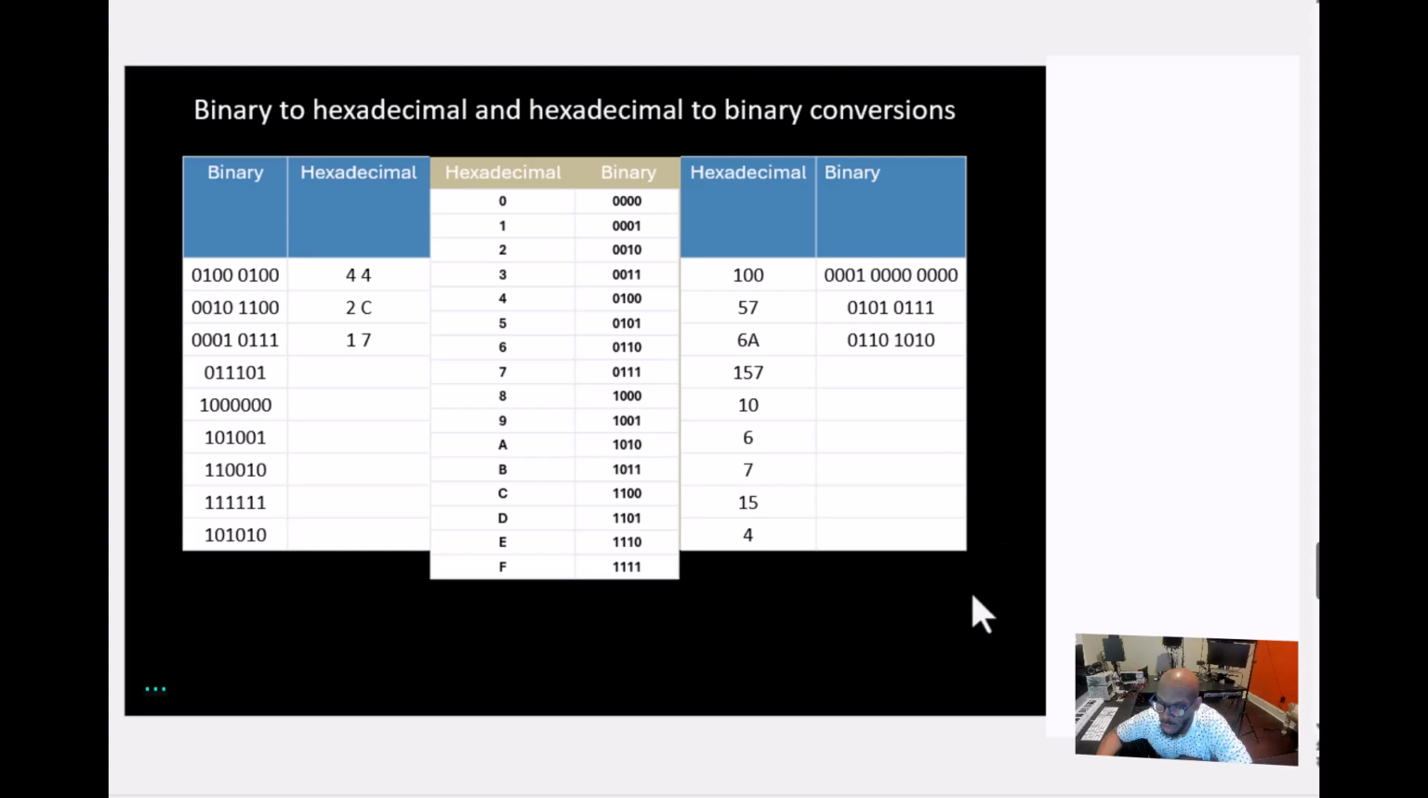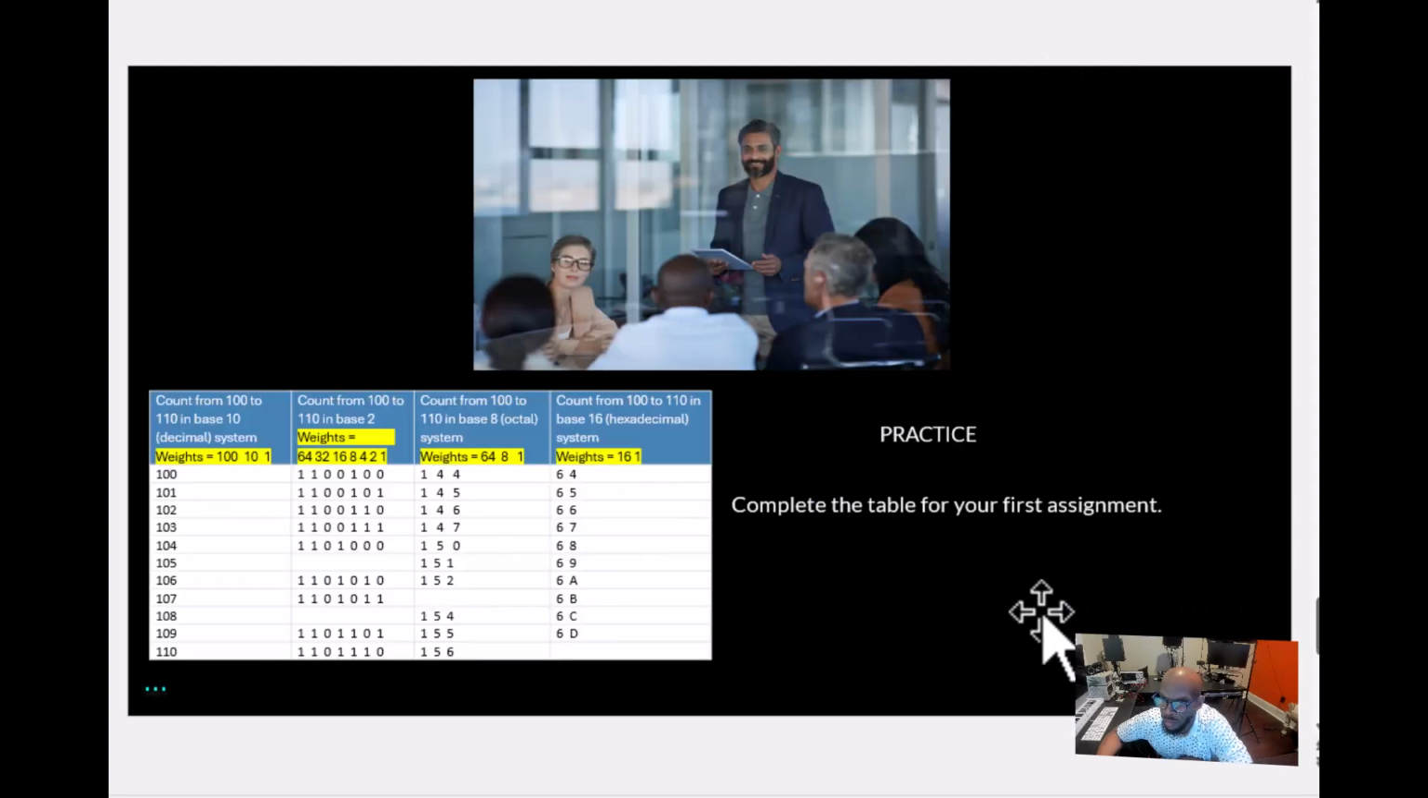So you just need to practice and remember, if you can remember from 0 to 15, then you won't have that much trouble with these conversions.